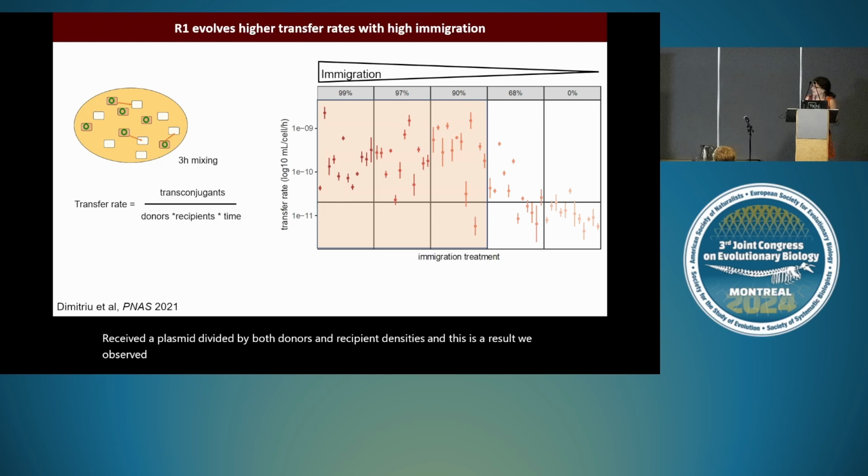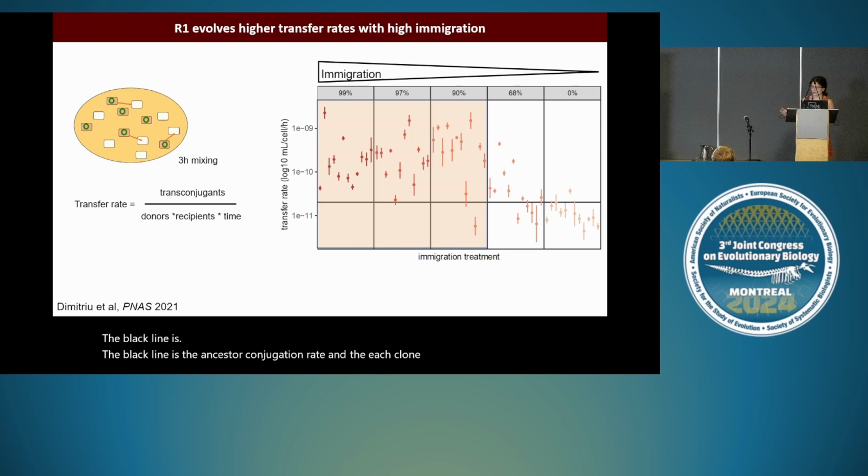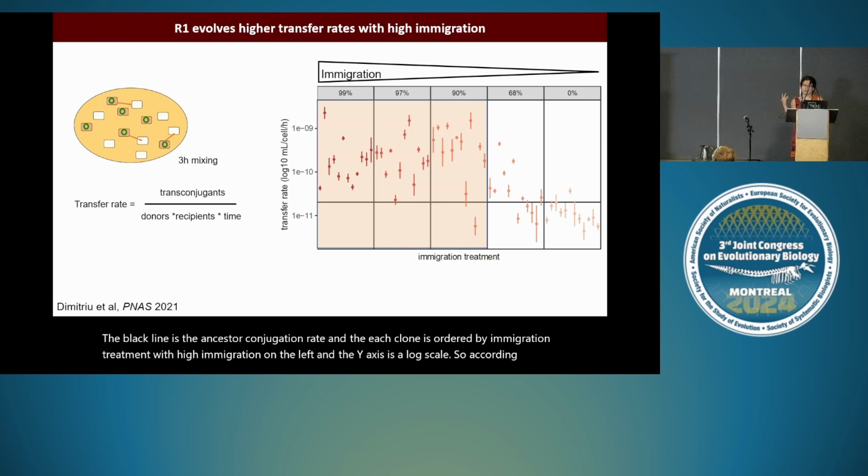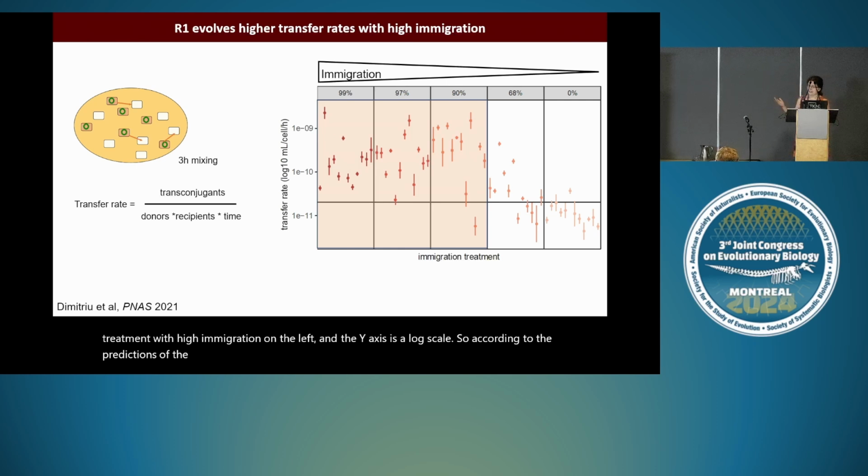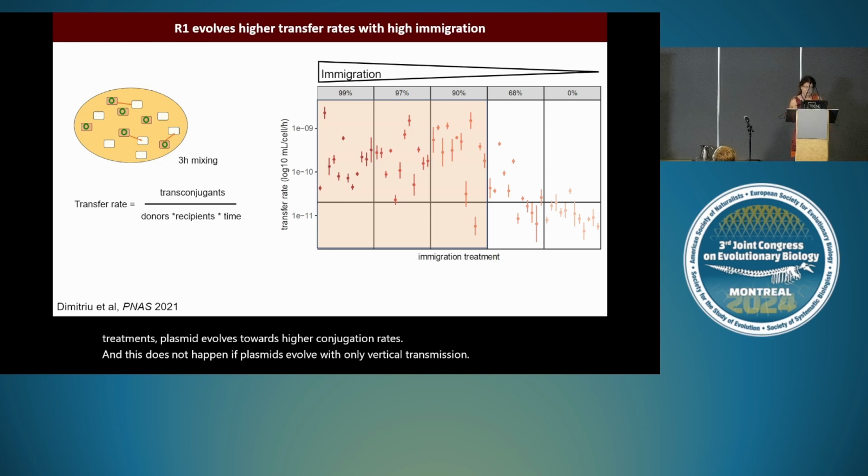The black line is the ancestor conjugation rate, and each clone is ordered by immigration treatment, with high immigration on the left, and the y-axis is a log scale. According to the predictions of the theory, what we observed is that specifically in high immigration treatments, plasmids evolve towards higher conjugation rates. And this does not happen if plasmids evolve with only vertical transmission. So we were happy about this phenotypic data, and then we sent those clones to sequencing to identify genetic mechanisms.